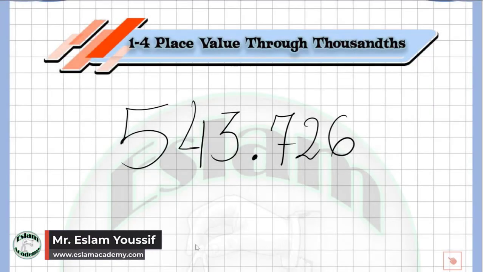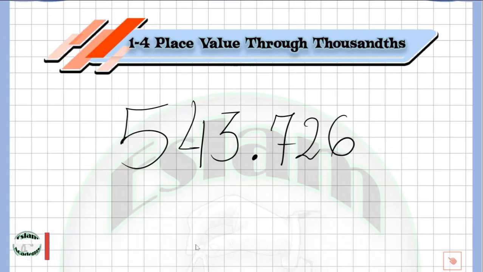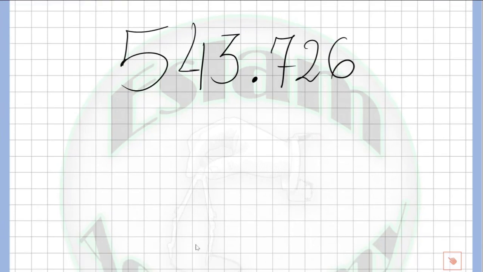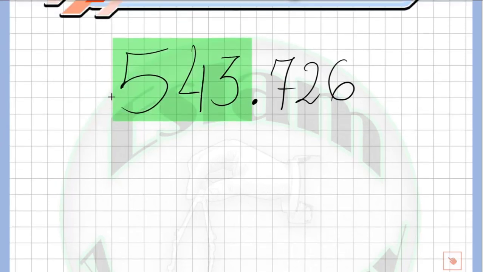In this video we are talking about place value through 1000. First, we will start by reading the place value and the value of each digit. To start reading the number once we have a decimal point, this decimal point divides the number into two parts. The first part, which lies at the left of the decimal point, is called the whole number. And the part which lies at the right of the decimal point is called the decimal number.